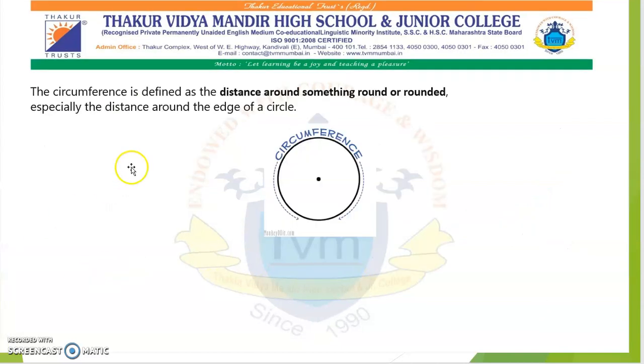Now let us see, what is circumference? The circumference is defined as the distance around something round or rounded, especially the distance around the edge of a circle. So suppose this is a round bangle. The distance around the round object is called the circumference. And always remember that circumference is equal to 2 pi r, or circumference is equal to pi d, is the formula.